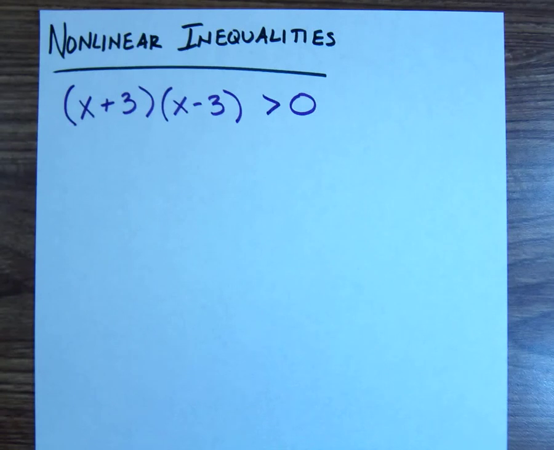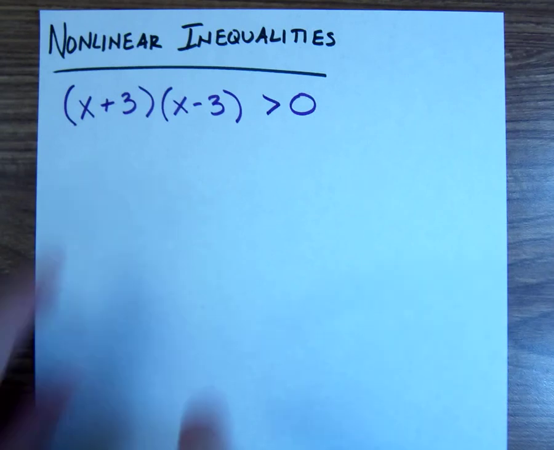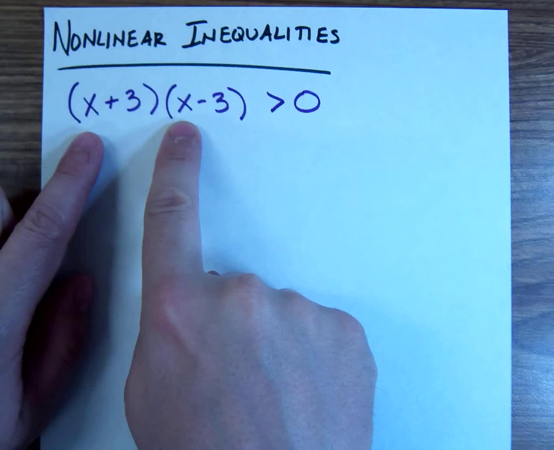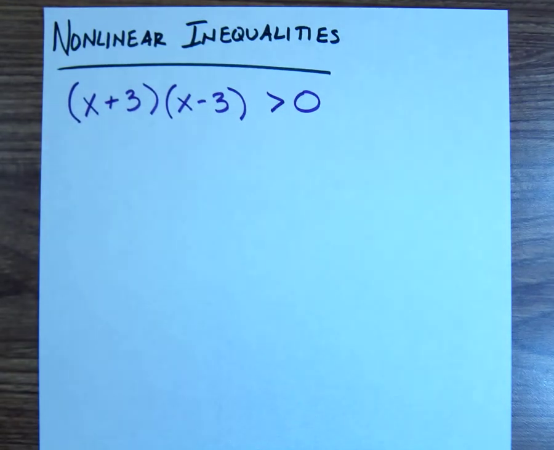Okay, so the reason why we say this is nonlinear is because this particular set right here is not linear. How would I know x plus 3, x minus 3 was nonlinear? It's because if I were to multiply this together, the first thing I would do is x times x, which is x squared. When your problem has x squared in it, that means it's quadratic and therefore nonlinear.